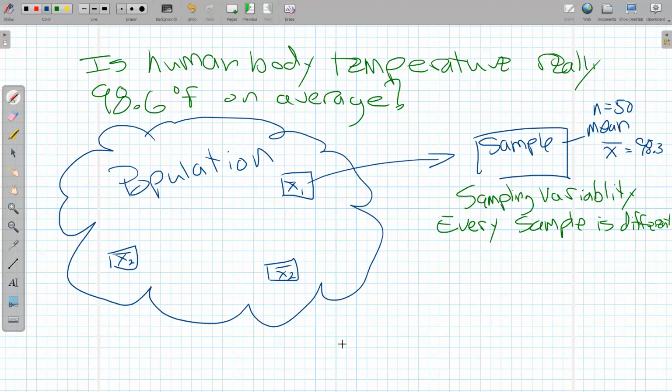My hope is that when I took the sample, that the sample was random. Right? We got to have a good random sample. And by good, we mean representative, which is like the population.